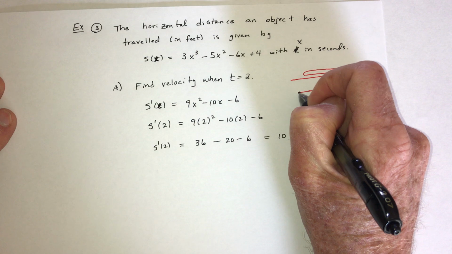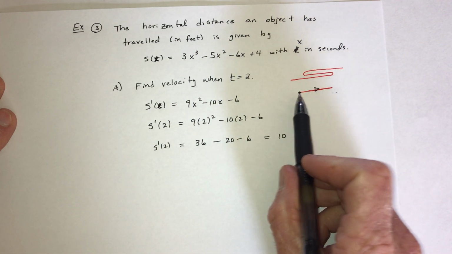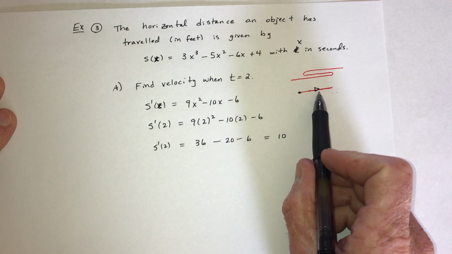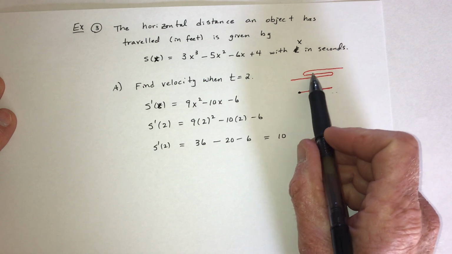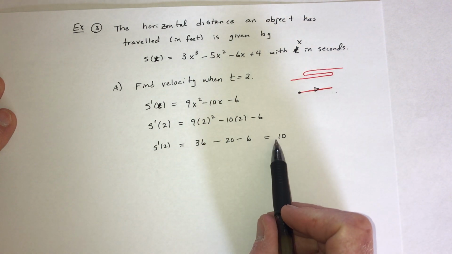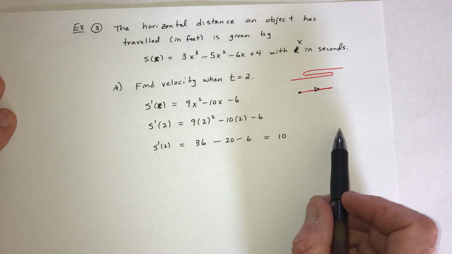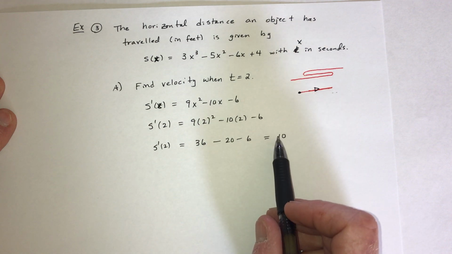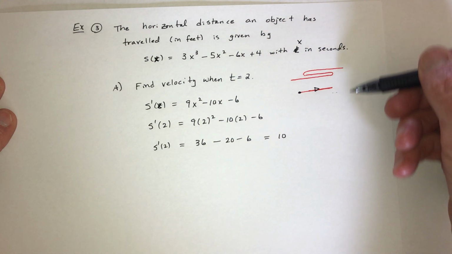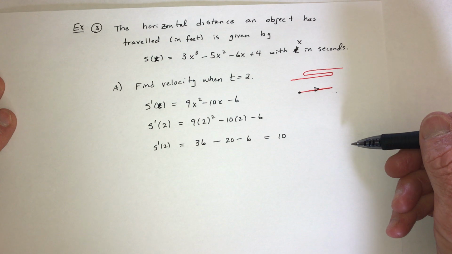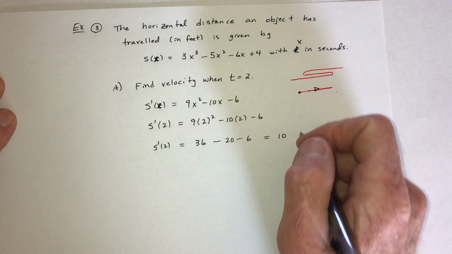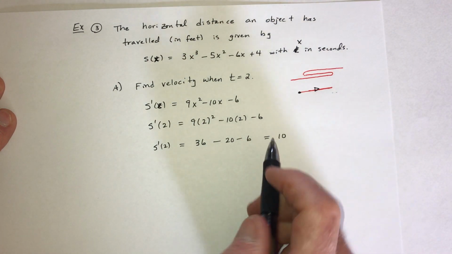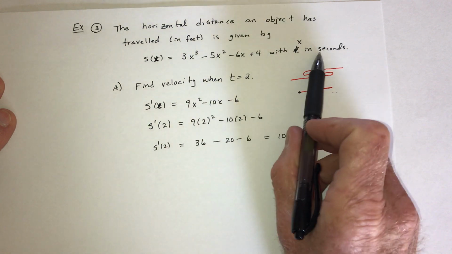So usually when things are going left and right, we call going to the right the positive direction. And then when it's going to the left, that would be if this turned out to be a negative. So right positive, left negative. And if it was going up and down, then up would be positive, down would be negative. And then this is velocity, so its units would be in feet per second.